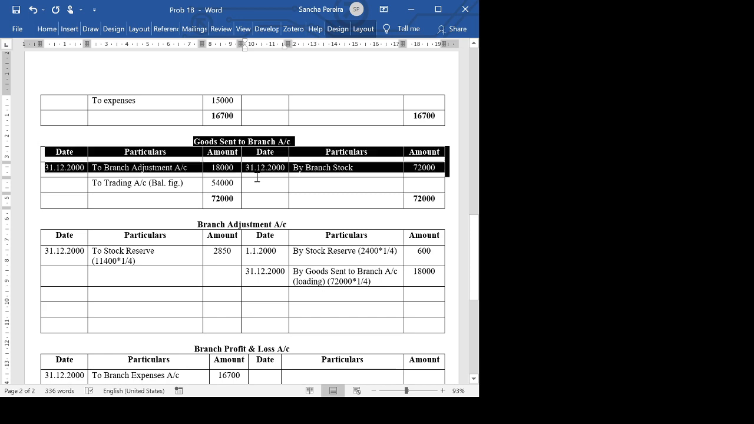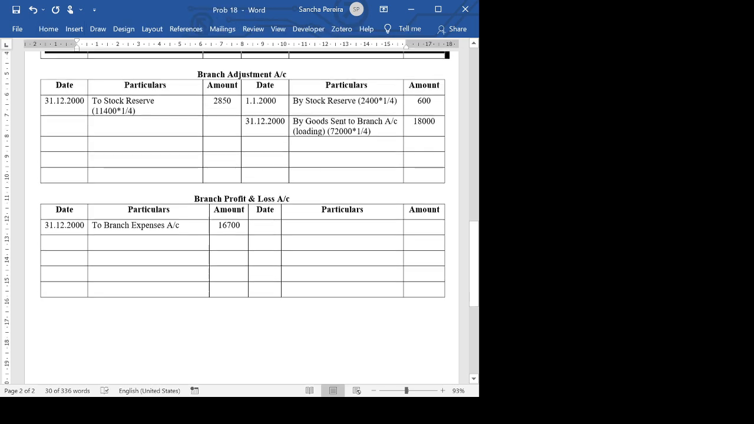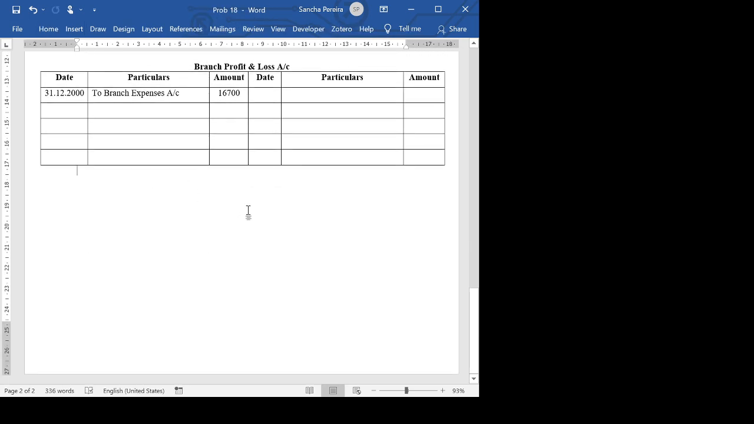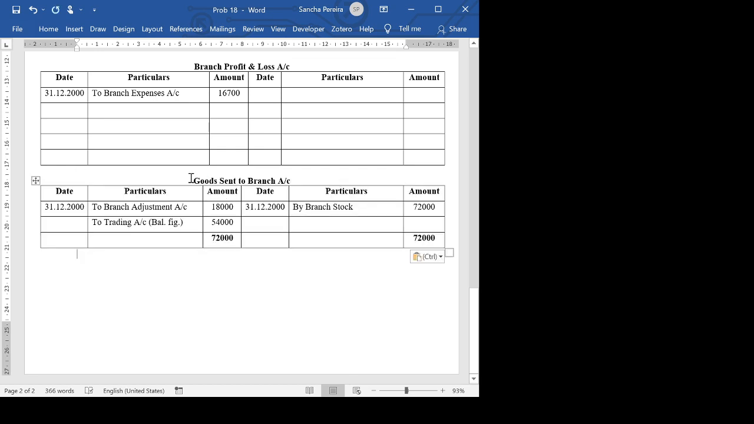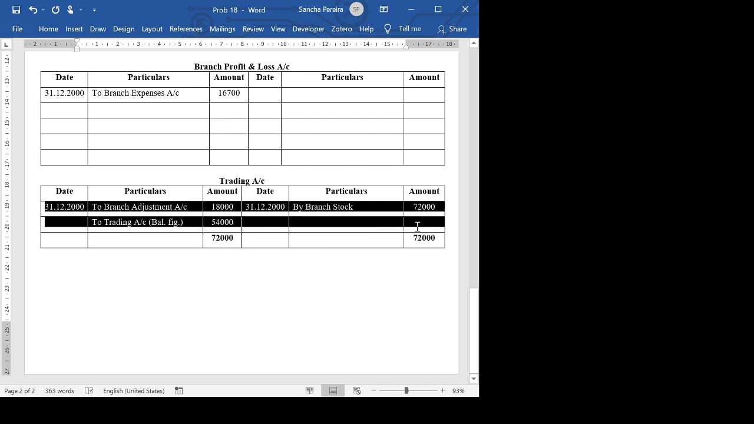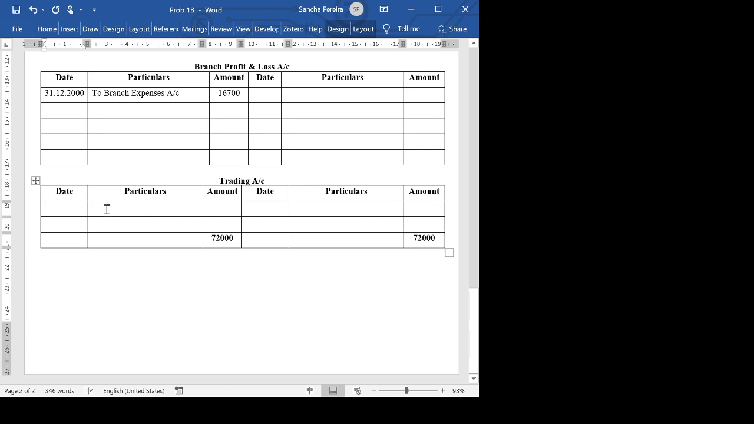I'll just do a small trading account. This is just to understand. It's always good to know and not just learn things by heart. Say this is the trading account of the head office. I don't have all these figures. Normally, we know in the trading account you have opening stock and purchases, and then on the other side you'll have sales. How will the transaction I'm talking about come in this trading account?